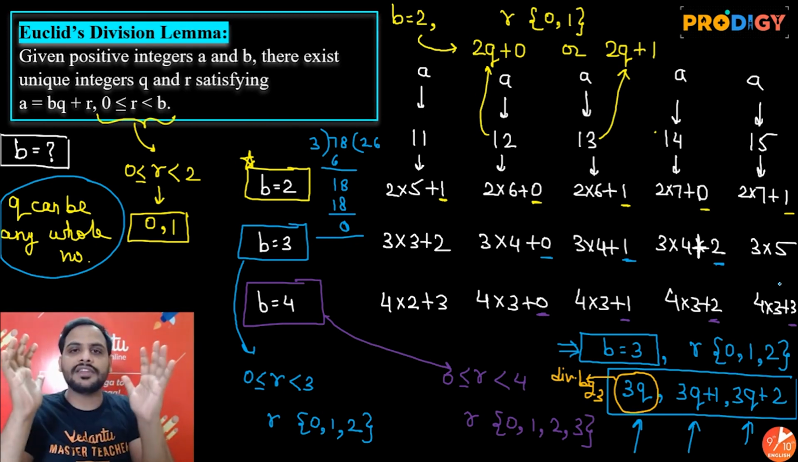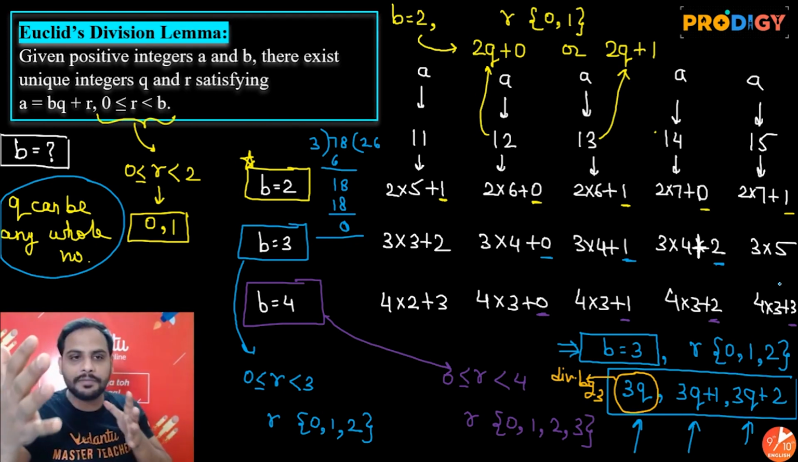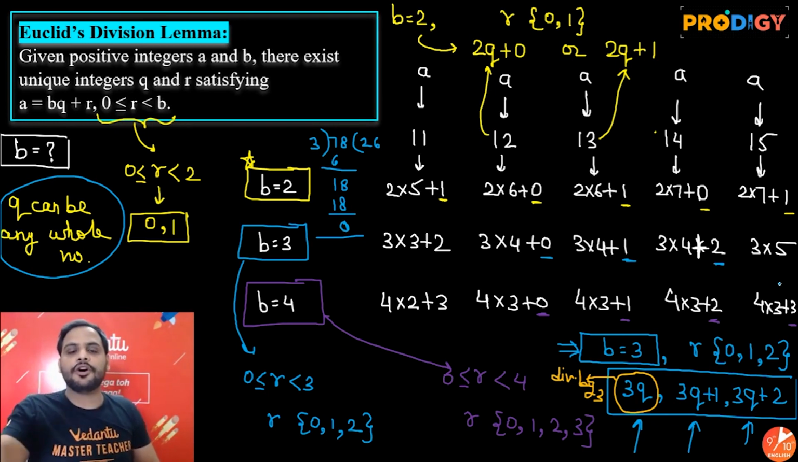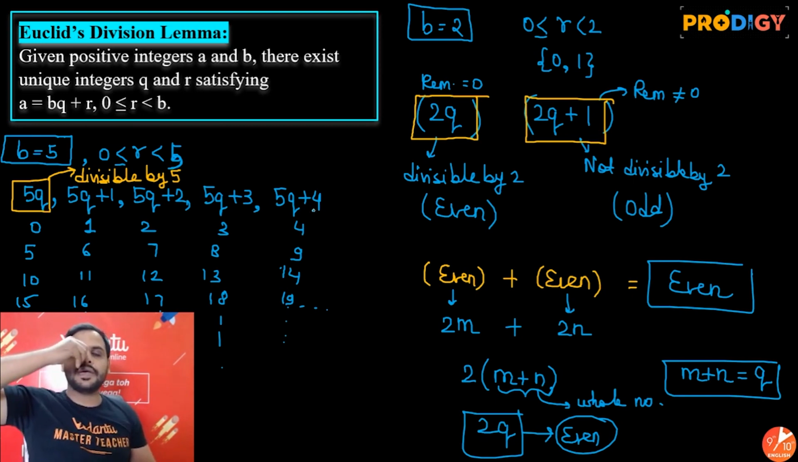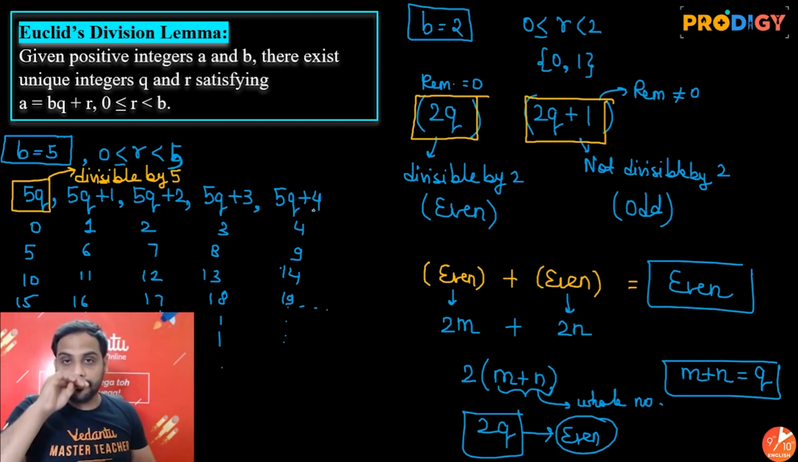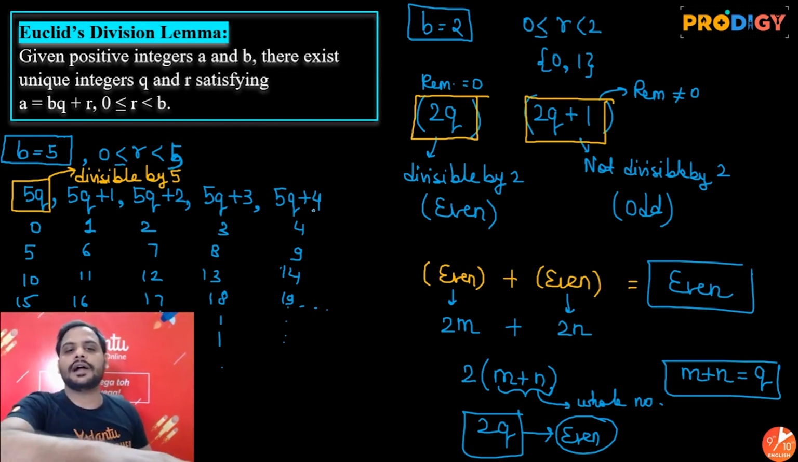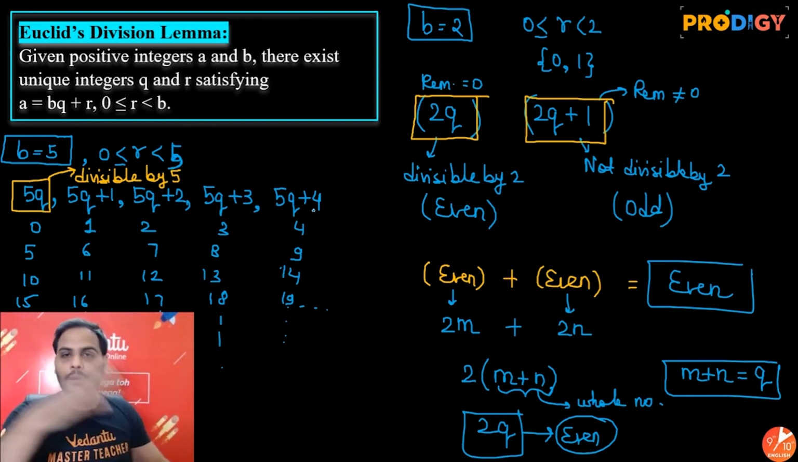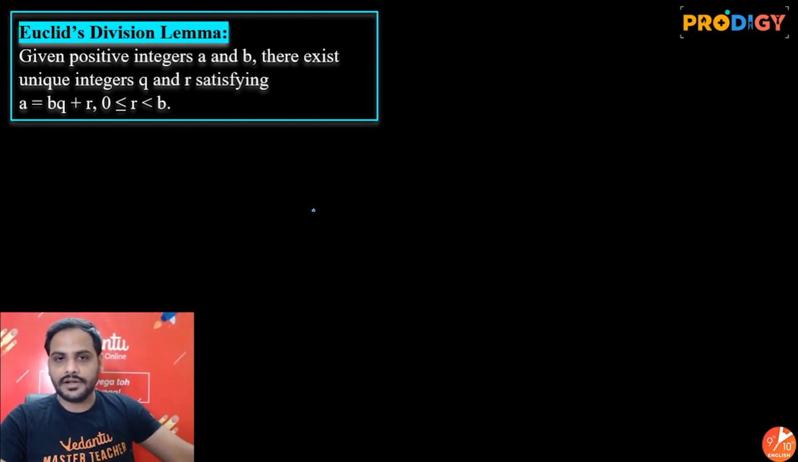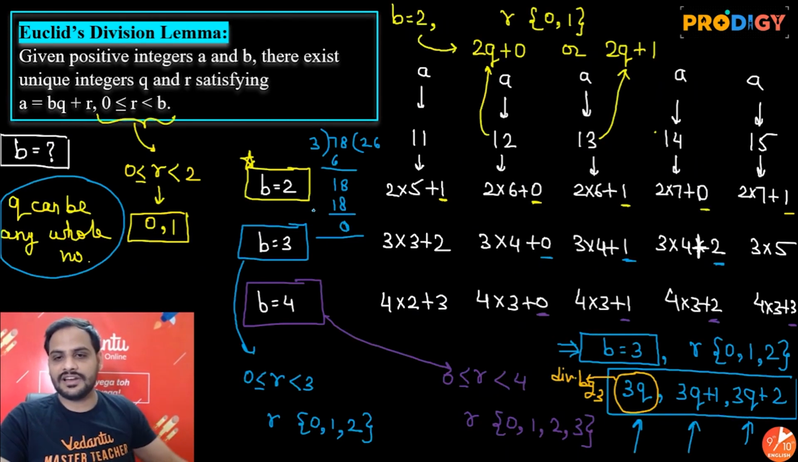Now all the numbers can be represented with some forms of Euclid's division lemma. So if I choose my b as 5, all the forms can be 5q, 5q plus 1, 5q plus 2, 5q plus 3 and 5q plus 4. Now any natural number you give me or any whole number you give me, it will definitely fall under any one of these categories. No one will go outside this. Alright. So this is how Euclid's division lemma is used.